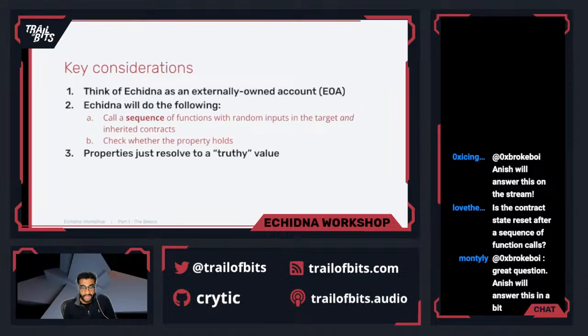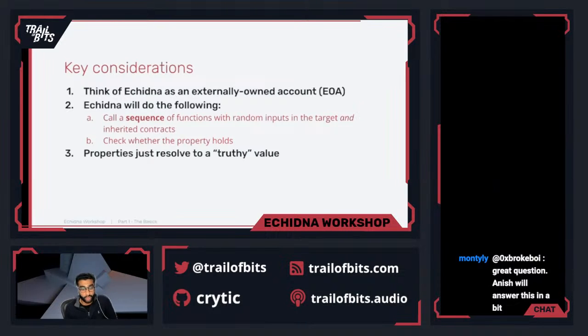And the last thing I want to highlight is that properties just resolve to a truthy value. What I mean by a truthy value is that it resolves to a Boolean. Properties are just like system truths or expected truths. So when you think of properties, just think of them as this should be true, or this must equal this, or this must be greater than this. It's just things that can resolve to a Boolean true or false. And thus properties are usually prescribed as just Boolean statements. And we'll look at that in the exercise as well.